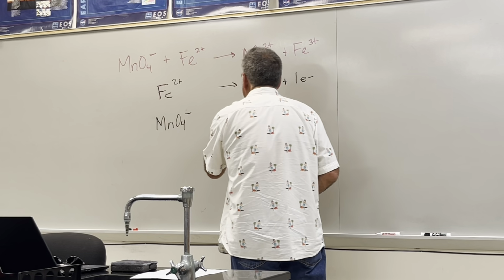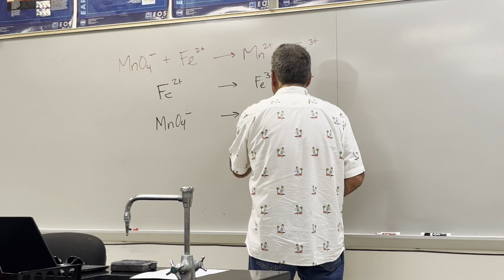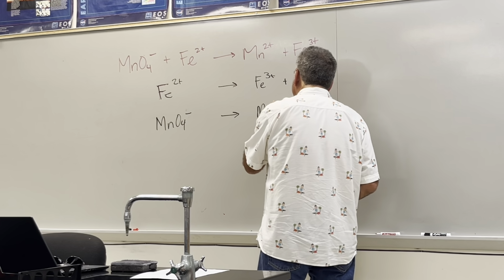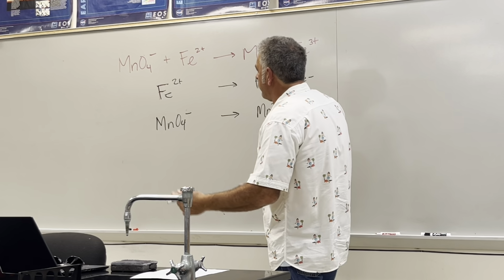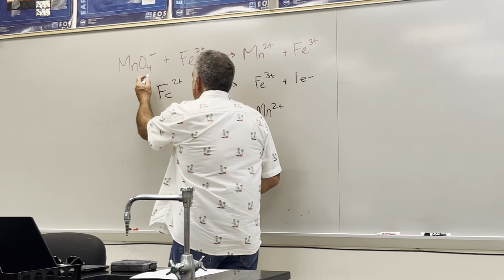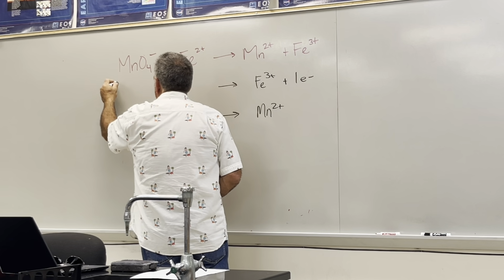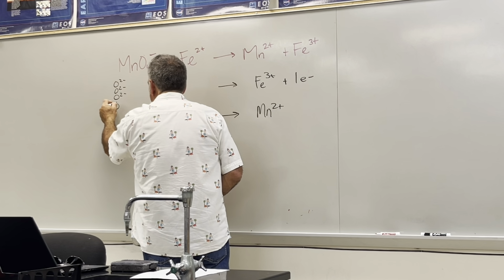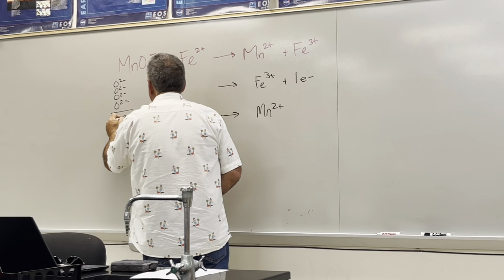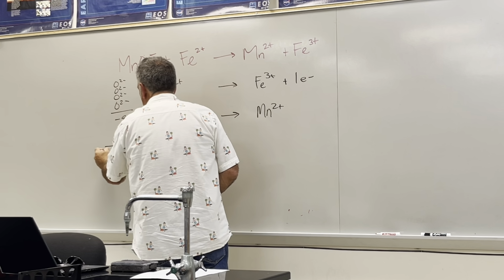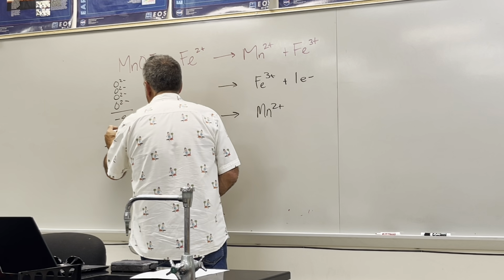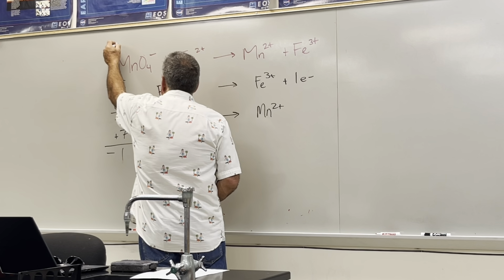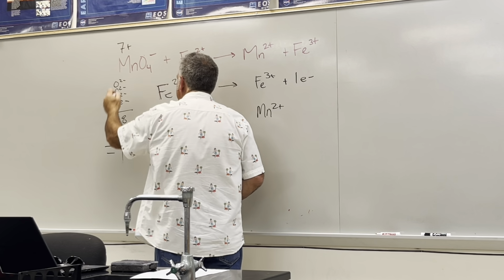MnO4 goes to Mn2 plus. So that's what we have so far. Let's go up here and check oxidation states. I always like to do that first. So here we have oxygen 4 times, 2 minus each, so minus 8. But we have an overall 1 minus, so we have to get minus 1. That makes this plus 7. So manganese is plus 7.